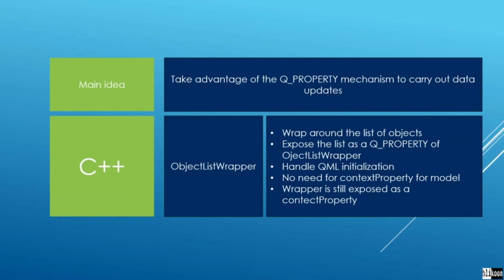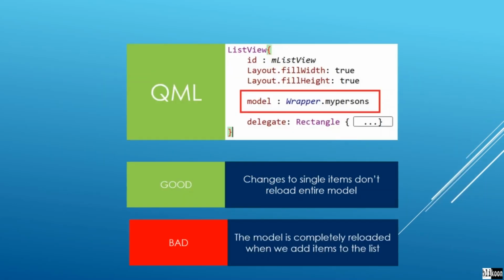So we are going to expose our list of persons as a Q property in an object list wrapper, as you see here. And this wrapper of ours is also going to handle QML initialization to have things happen a little bit nicely. And we are going to reduce how much we rely on context properties to propagate our changes. On the QML side, we really aren't going to change that much. We are just going to use the getter for the list and assign that to our model, and it is going to work flawlessly. The good side about this method is that we only update the property that changes.